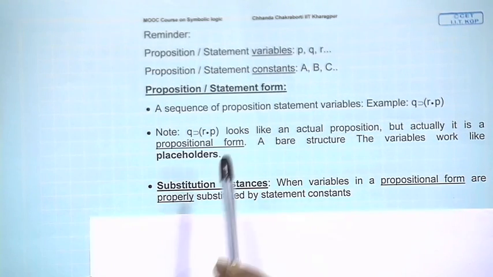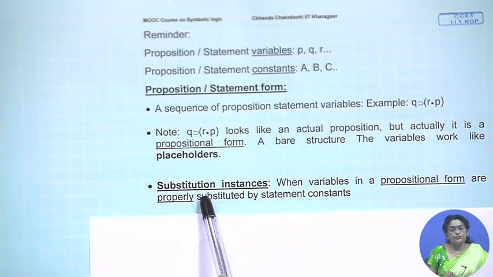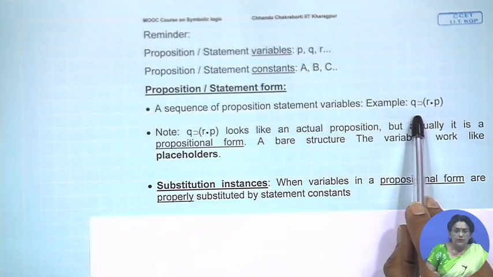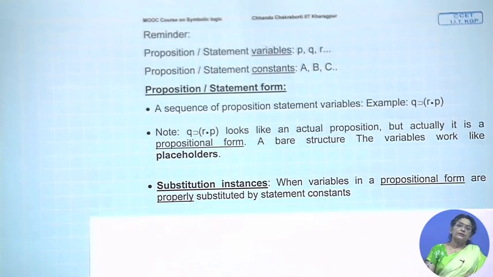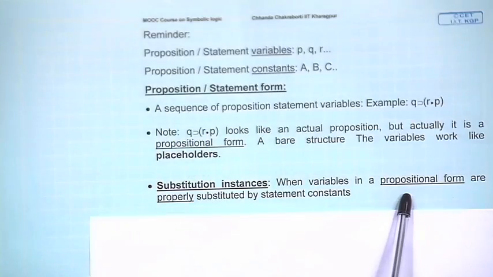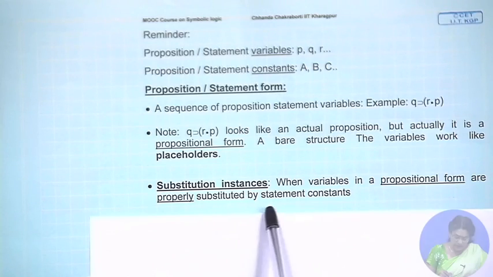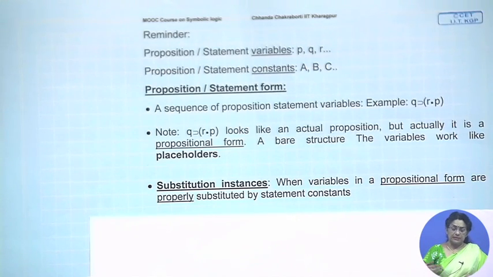So, remember, when you are going into the formal level, the first thing to note is substitution instances, instances which substitute the variables by constants. So, this is how the process of obtaining an actual proposition is in formal logic. When the variables in the propositional form or the statement form are properly substituted, there is a certain way to substitute it, by the statement constant, that is when you get substitution instances.